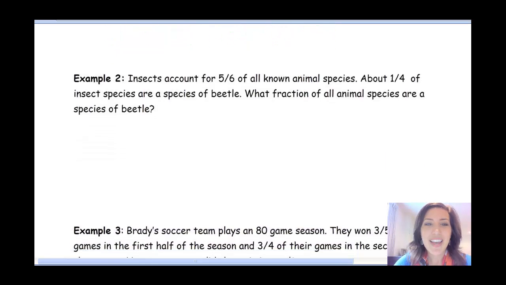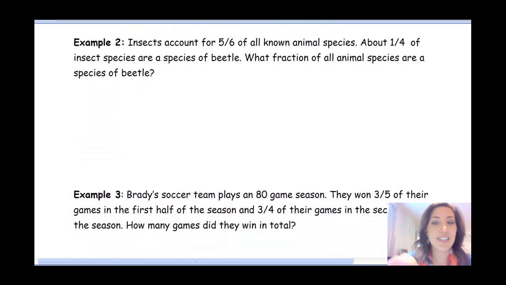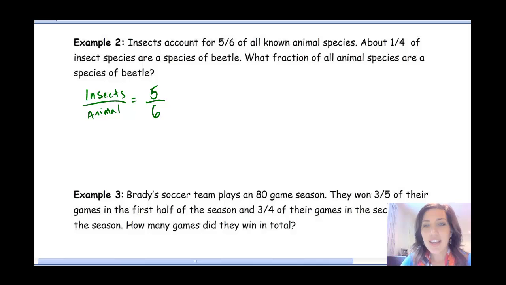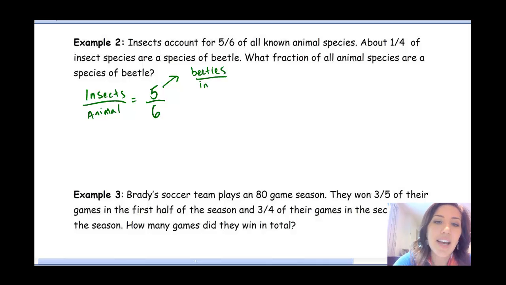Example 2. Insects account for 5 out of 6 of all known animal species. So let's write this as a fraction. Insects out of all animal species account for 5 out of 6. Now, it says about a quarter of those insects are a species of beetle. So of that 5, beetles, out of all the insects, is the fraction 1/4. What fraction of all animal species are a species of beetle?